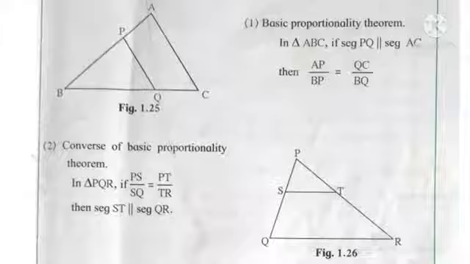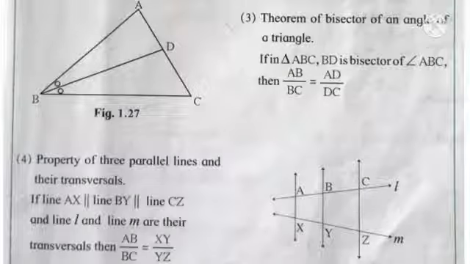Okay, you remember for the basic proportionality theorem, if the lines are parallel, then the ratios are the same, and in the converse, if the ratios are the same, then the lines are parallel. Next we had seen the theorem of the bisector of an angle of a triangle. See in the figure, in triangle ABC, BD is the bisector of angle ABC, then AB upon BC is equal to AD upon DC.